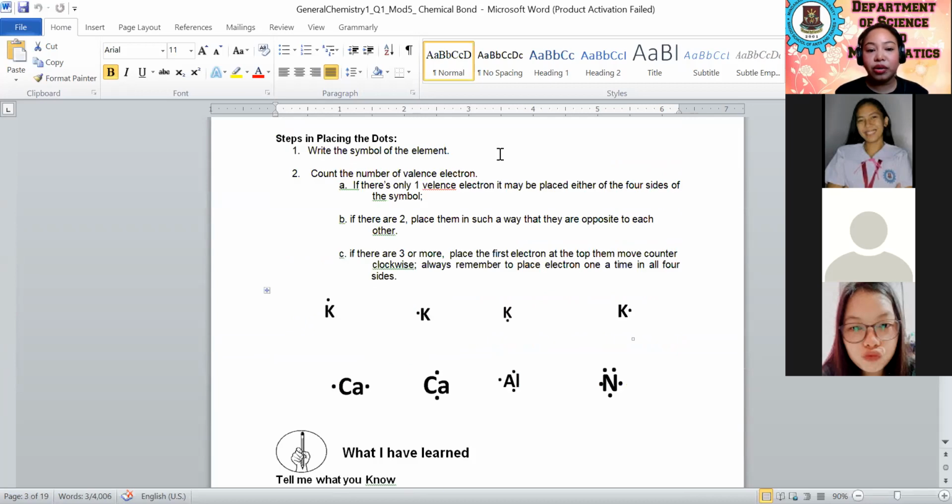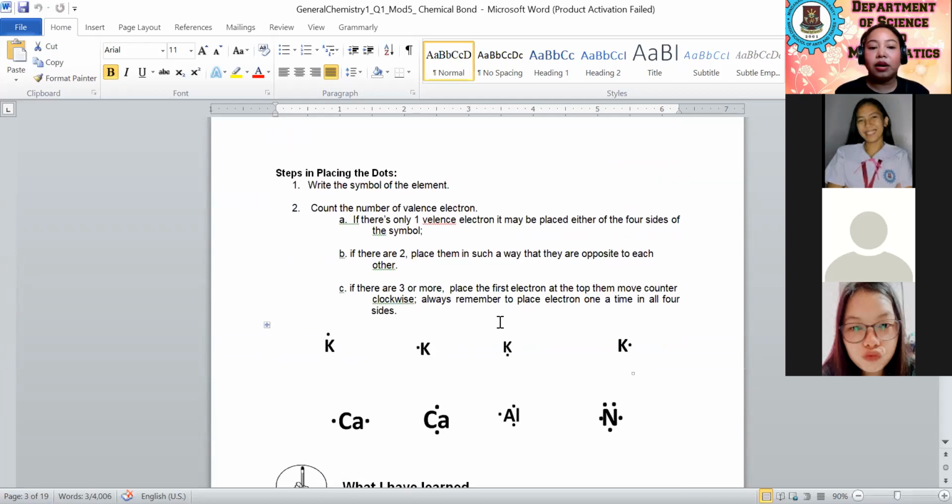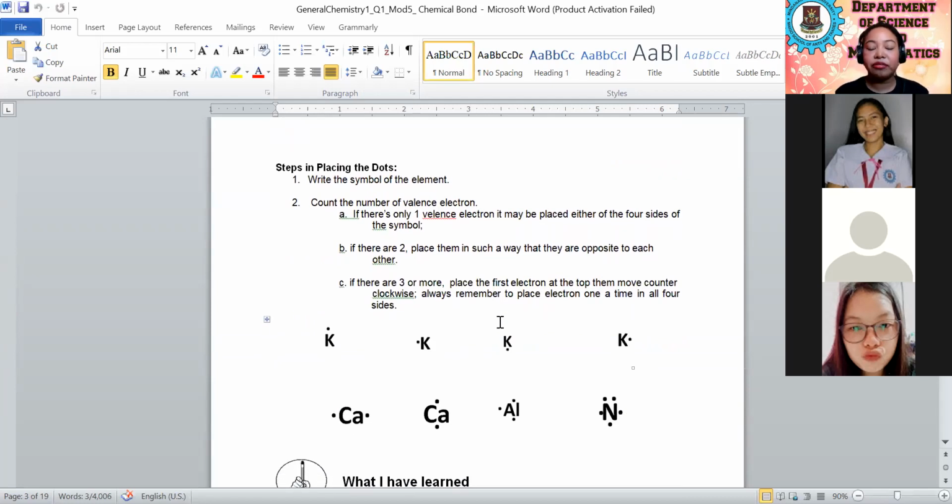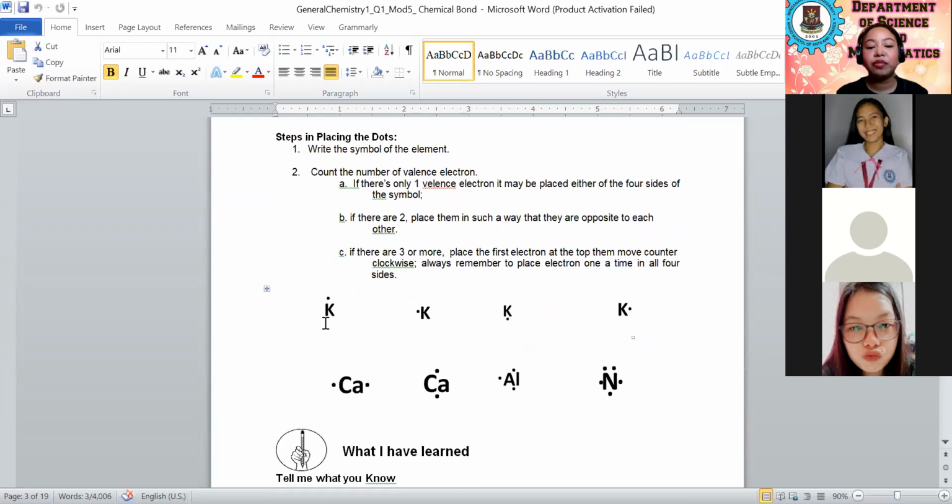So this is how we do the electron dot structure or the Lewis electron dot structure. First, we write the symbol of the element. Say, for example, for potassium, potassium is K, and it has 1 valence electron. So if there's only 1 valence electron, you can write it anywhere in the 4 cardinal directions. So pwede diha sa taas, sa gilid, or sa other gilid, or sa ubos.